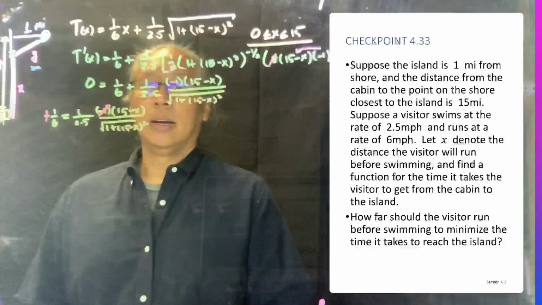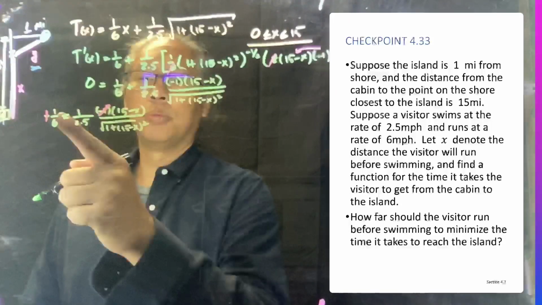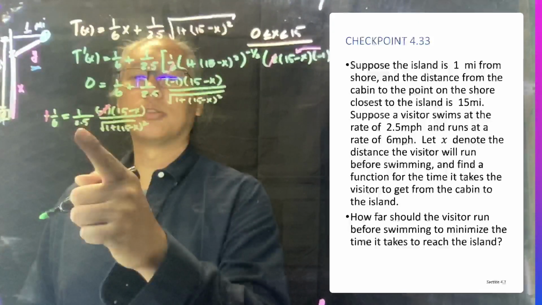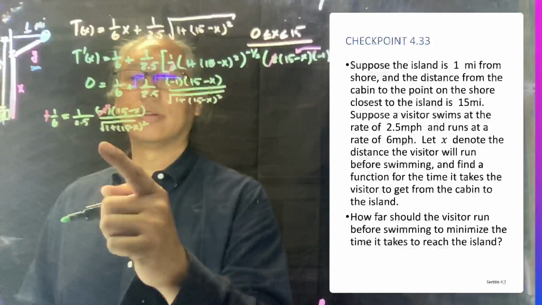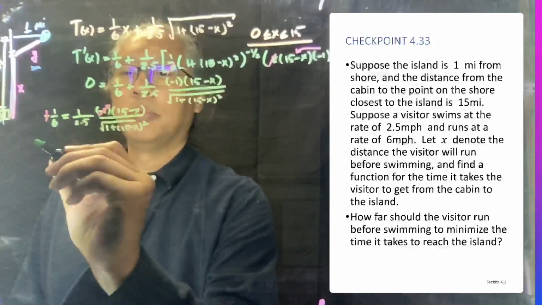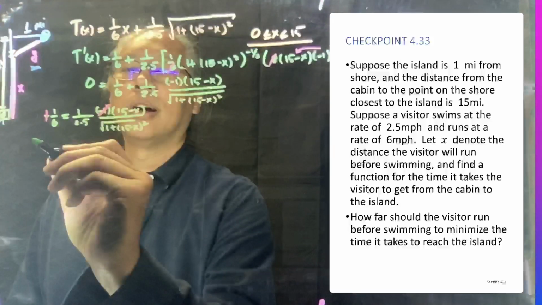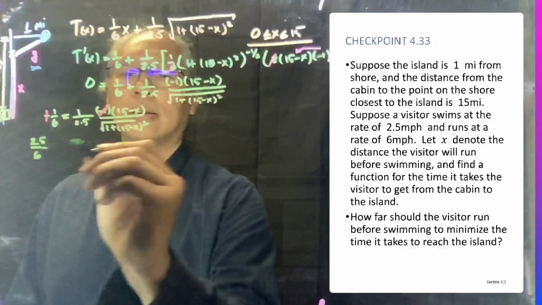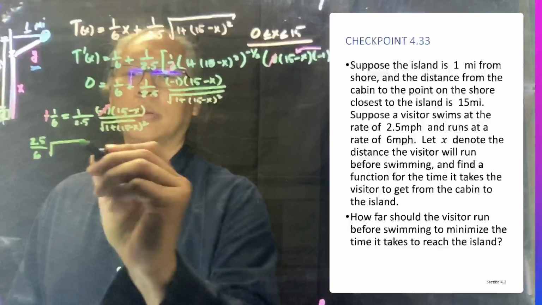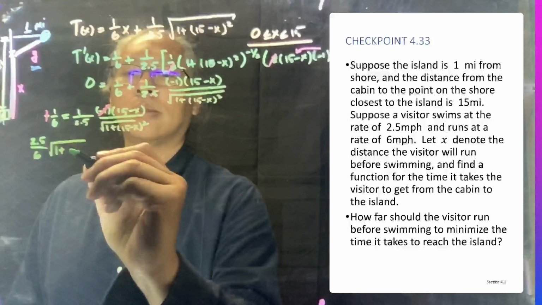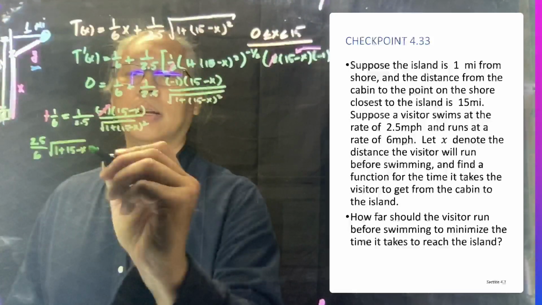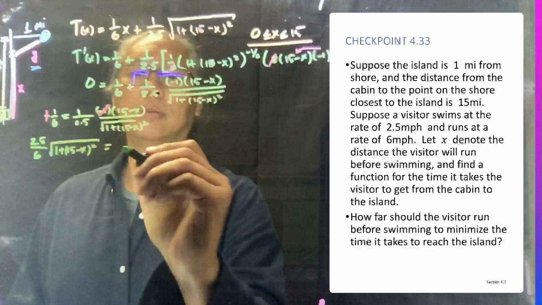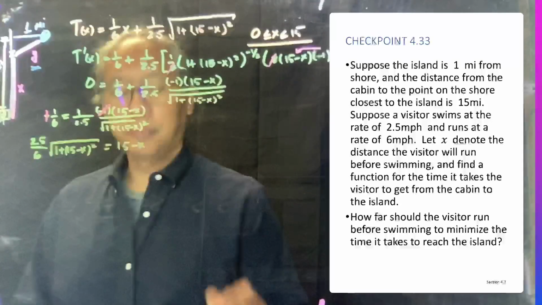And I think I'd be interested in bringing this 2.5 up on top, and this one also on the other side. So we would multiply both sides by 2.5 times the square root of this. So this will give me 2.5 divided by 6 as a constant. And then we have the square root of 1 plus 15 minus x quantity squared equal to 15 minus x.